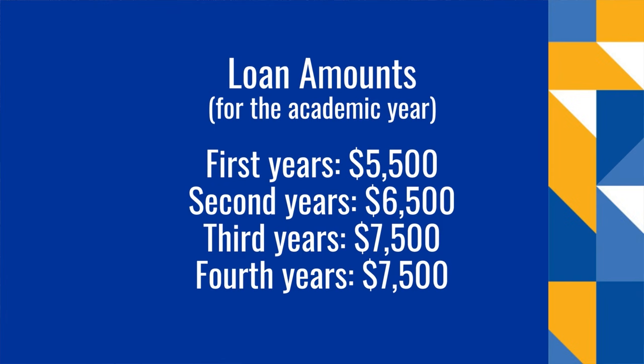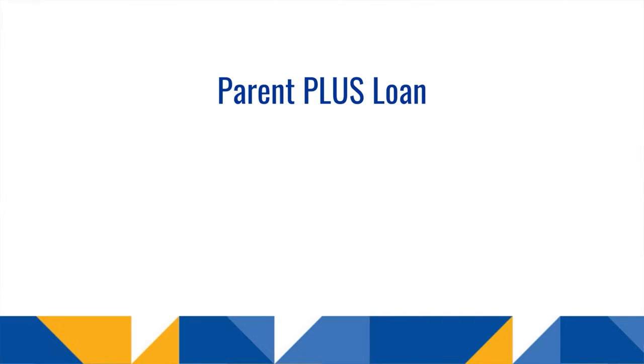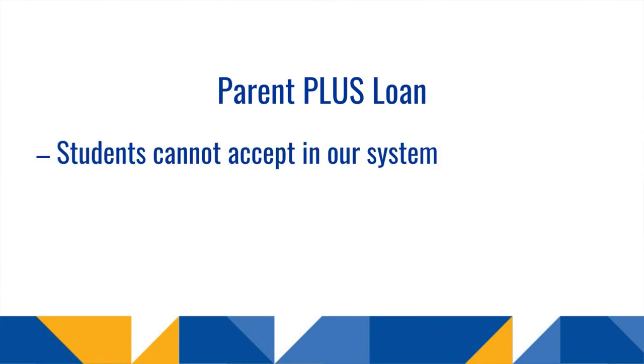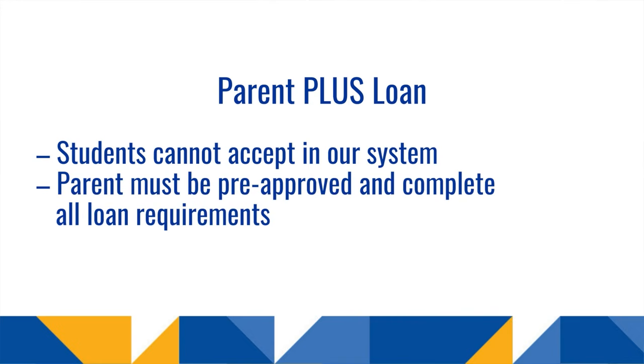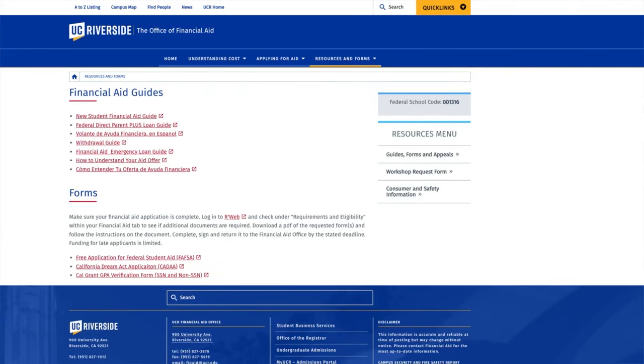If you are a dependent student, then you might also see a Parent Plus loan included on your financial aid offer. Students are not able to accept a federal direct Parent Plus loan in our system. Your parent must be pre-approved and complete all loan requirements for the loan to be accepted on your behalf by your financial aid counselor. We have a guide on our website that can help you understand the process and requirements. Please visit our resources and forms page, and it's the second bullet point down.